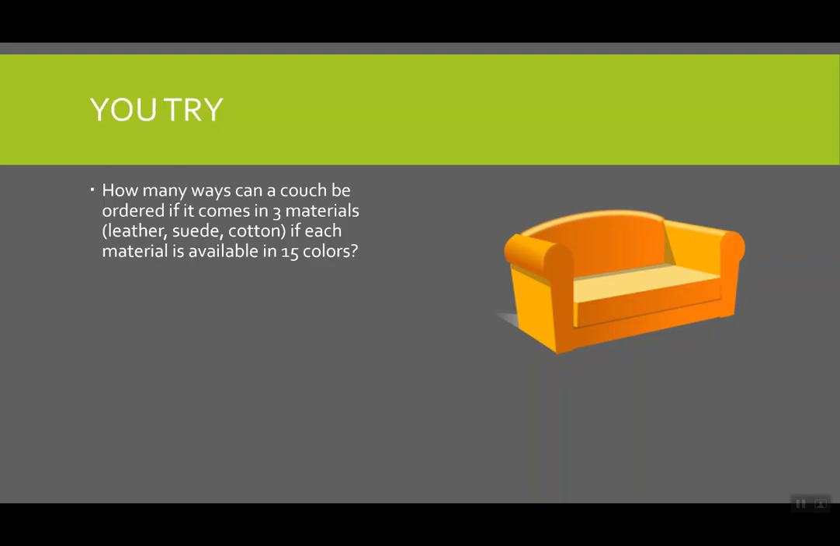All right, so answer. Remember, we had to start with, there were 3 materials, so you have to pick one. You pick a material. Each of the material comes in 15 colors, so I have to pick one. So 3 times 15 says there's 45 ways to order this couch.